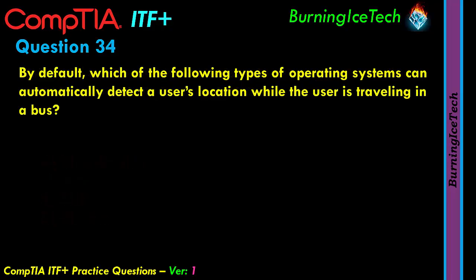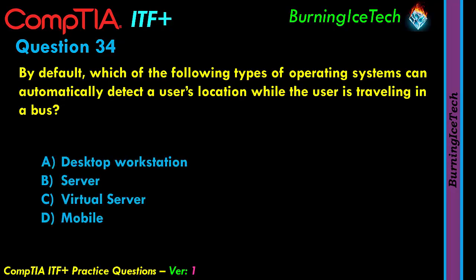Question 54. By default, which of the following types of operating systems can automatically detect a user's location while the user is traveling in a bus? Interesting. Is it A, desktop workstation? Desktop workstations can detect where you are, but it's not normally something they would do by default.